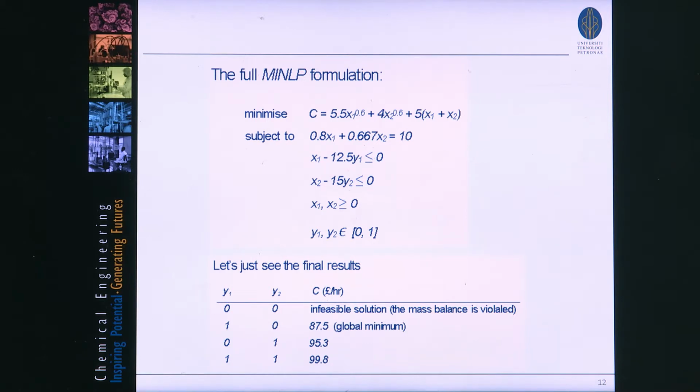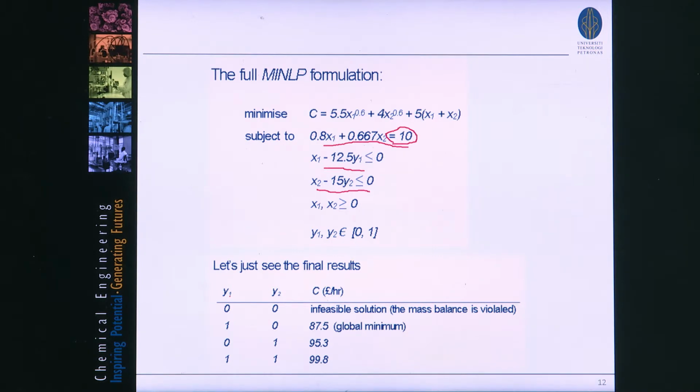Now we try to formulate that. So we have these equations, the same objective function, but now we have one continuous constraint and additional two constraints with the binary variables. Now if we play around with y1 and y2, if y1, y2 equals 0, 0, we have infeasible solutions because we are violating the mass balance. This has to equal 10. So if y1, y2 equals 0, that means x1, x2 has to be 0, which is not possible.